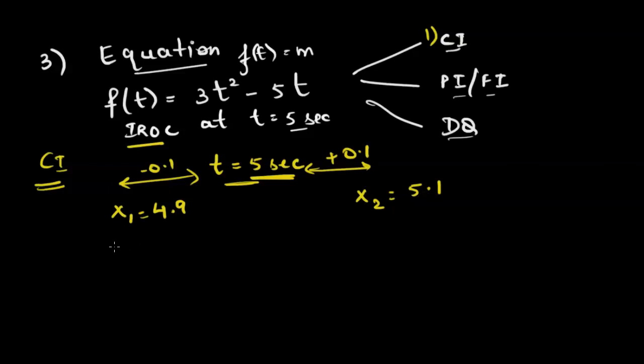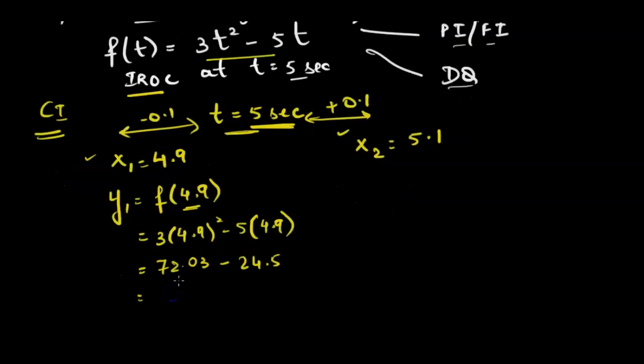Now we've got our x values. To find out the slope, we would find out our y values. So to find out the y value, we would find out f of 4.9. We would sub into this equation 4.9 in place of t. The result that we would get is 72.03 minus 24.5. That gives us 47.53. Similarly, we can get our y2 value, that is f of 5.1.